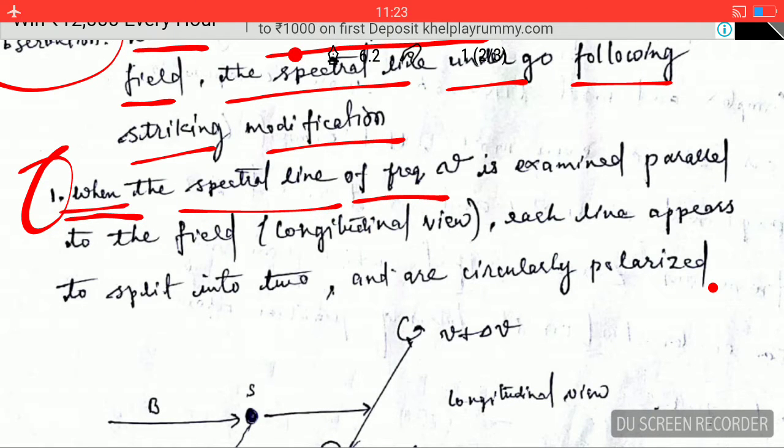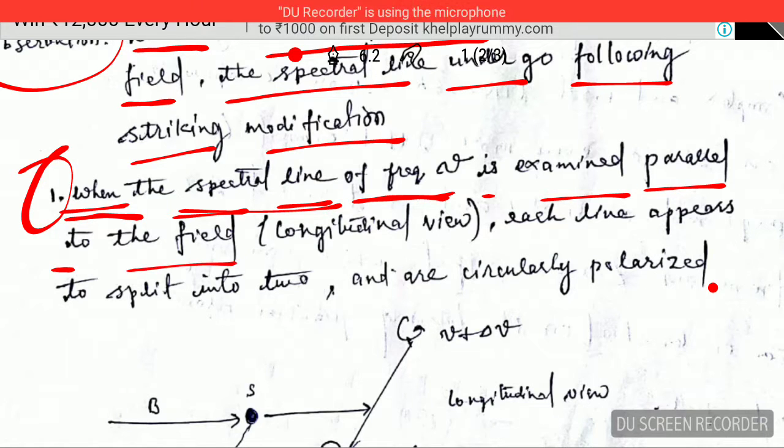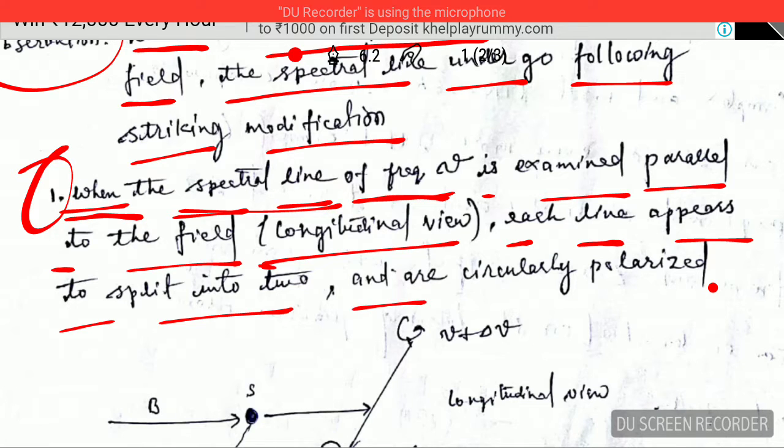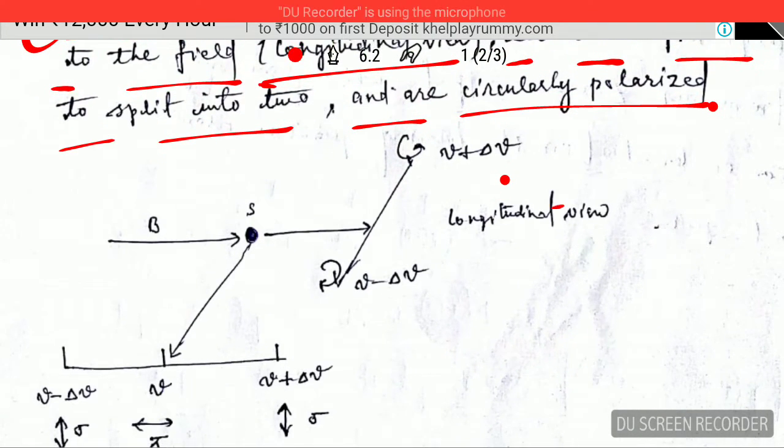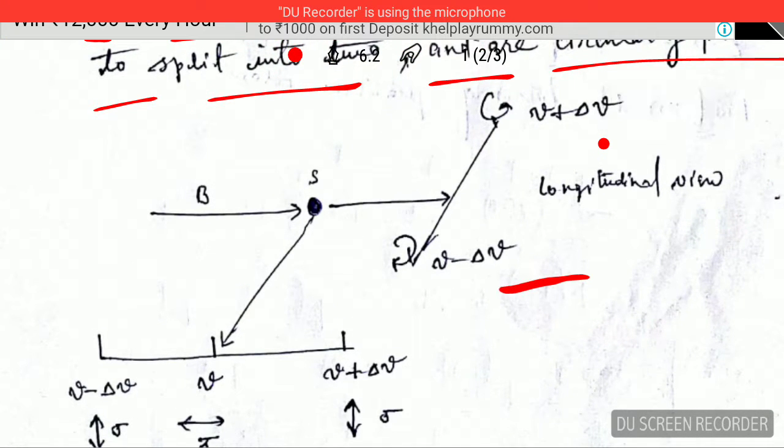So when the spectral line of frequency nu is examined parallel to the field, that is the longitudinal view, each spectral line appears to split into two and are circularly polarized. Okay, let me help you understand what this means.